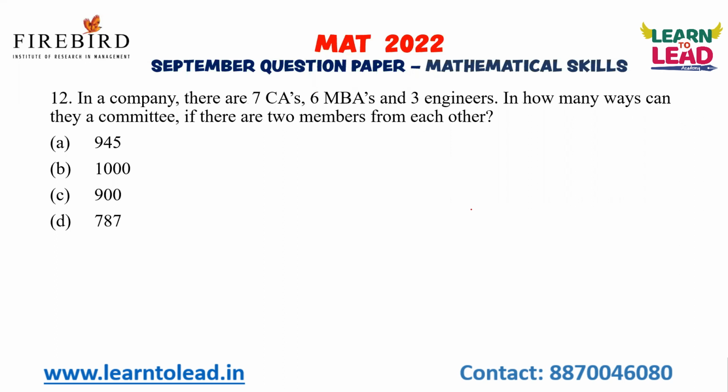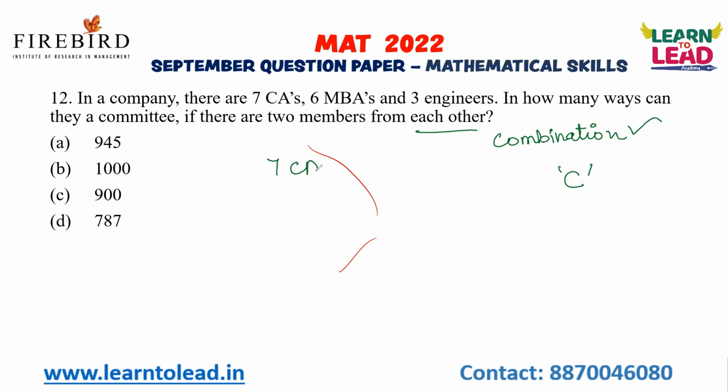Next. In a company, there are 7 CAs, 6 MBAs, and 3 engineers. Okay, then I'll come to know it is a question based on permutation and combination. Here, you're going to select and form a committee. If a term like selection or forming a committee appears, then fix it in your mind that you have to use the concept of combination. Combination we represent as C.